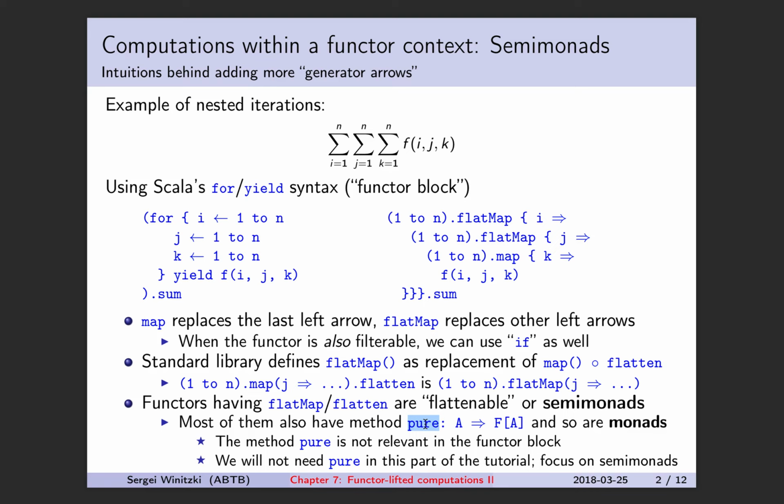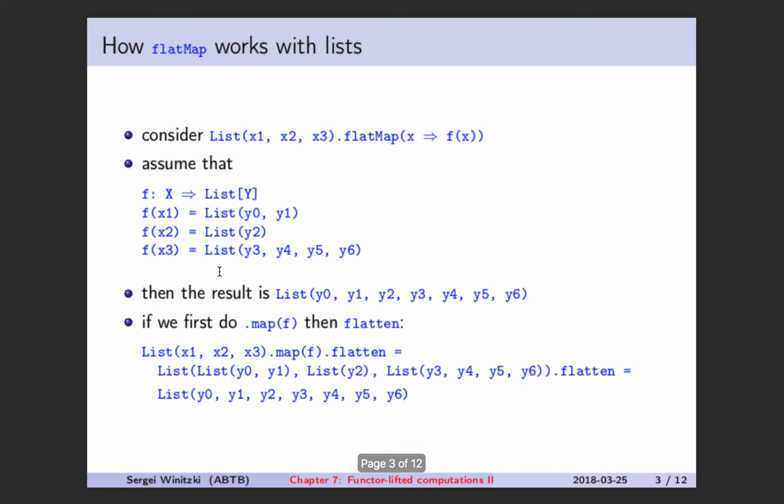So in the first part of this chapter, semimonads are the focus. We'll call them monads for short because most of them will be monads as well, but we're only going to be using the flat map operation. The pure operation has no place in this kind of block. There's no syntax for it. You have to use it explicitly. I show how the flat map operation works with lists.